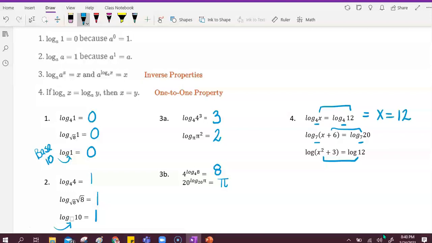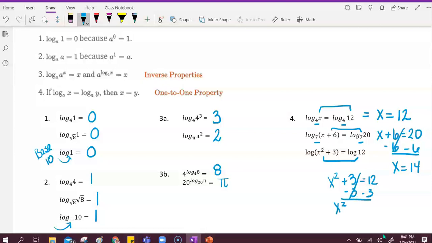The second one, x plus 6 is equal to 20. Subtract 6 from both sides, and I have that x is equal to 14. In the third one, I have x squared plus 3 is equal to 12. Subtract 3 from both sides, and I have x squared is equal to 9. This is the square root property. You take the square root of both sides, and then I get that my answer is positive and negative square root of 3.